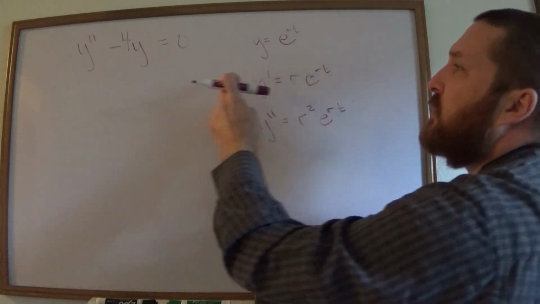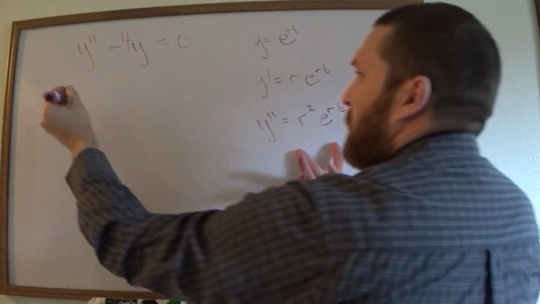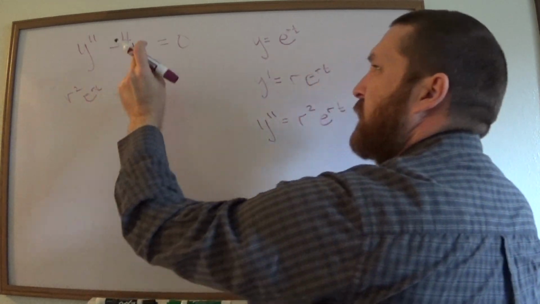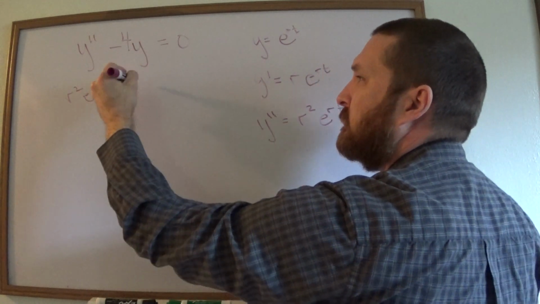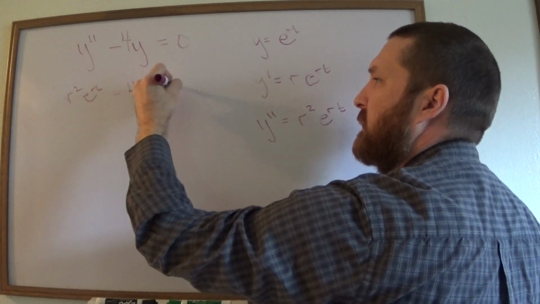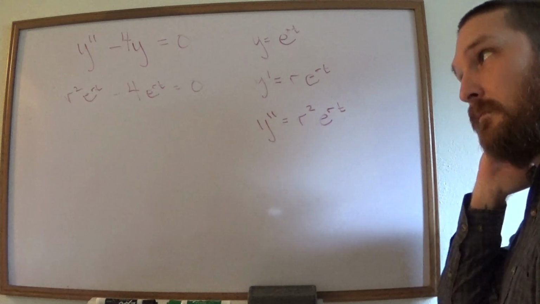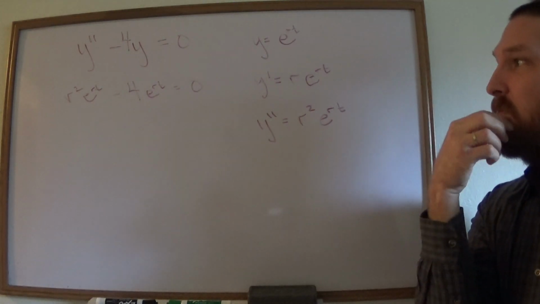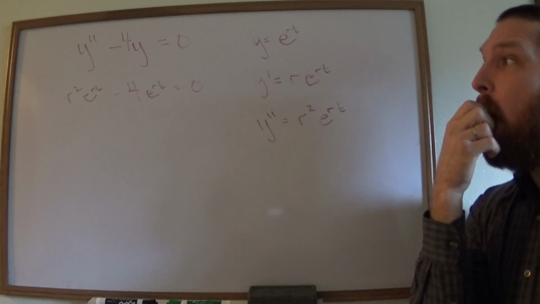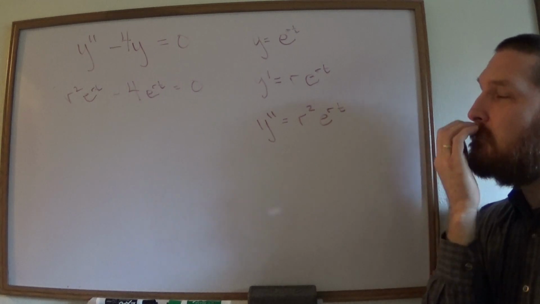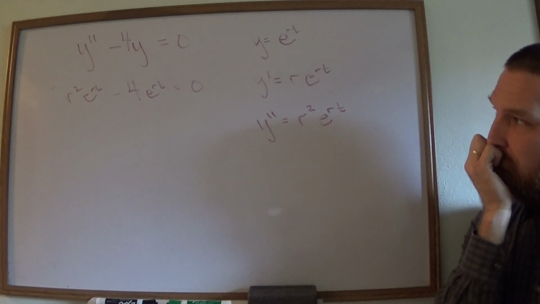Plug it in, right? Okay, so y double prime is r squared e to the rt minus 4 times what? e to the rt. e to the rt equals 0. Now what do you do? We're trying to find the values of r. So what now? We need r, so, well, we need to take a log of this stuff.